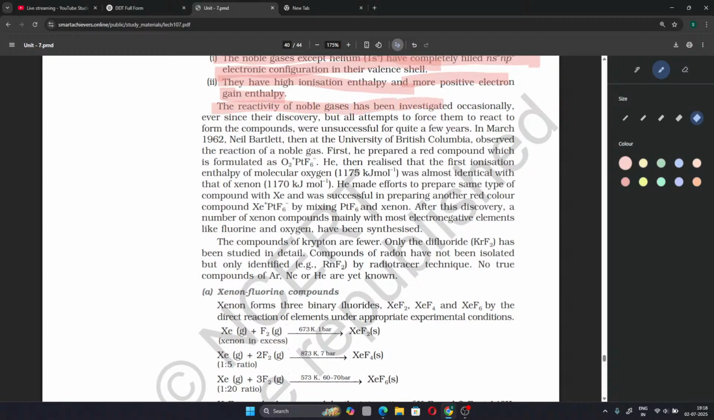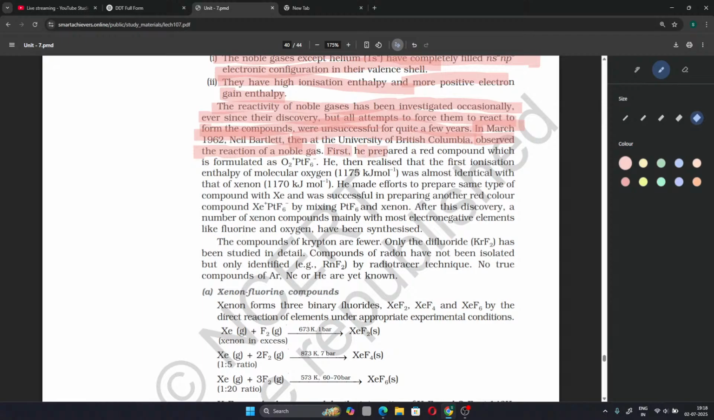The reactivity of noble gases has been investigated occasionally ever since their discovery, but all attempts to force them to react and form compounds were unsuccessful for quite a few years. But in March 1962, Neil Bartlett, then at the University of British Columbia, observed the reaction of a noble gas.